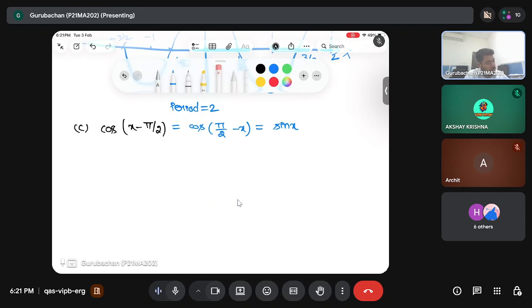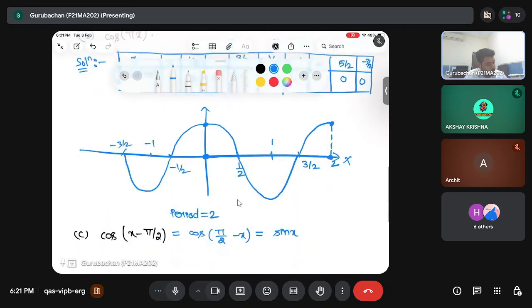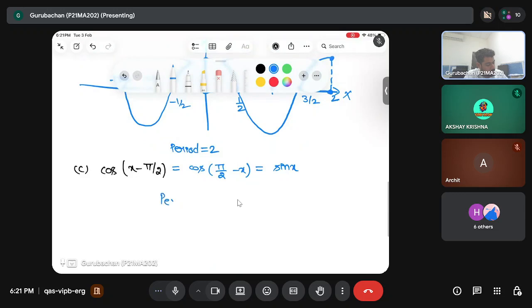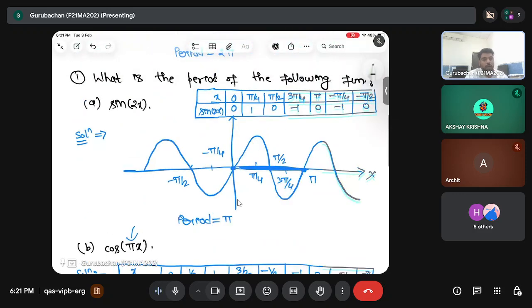So what is the graph of sin x? We have drawn this one. So what is its period? Again 2 pi. Now the last example over this period, sin of pi x by 3.